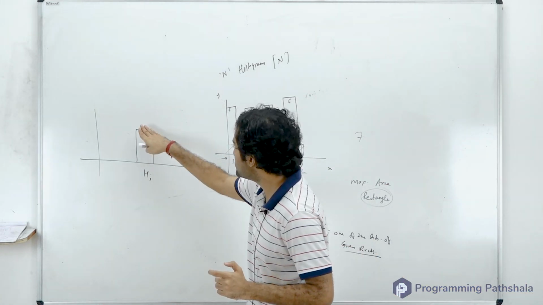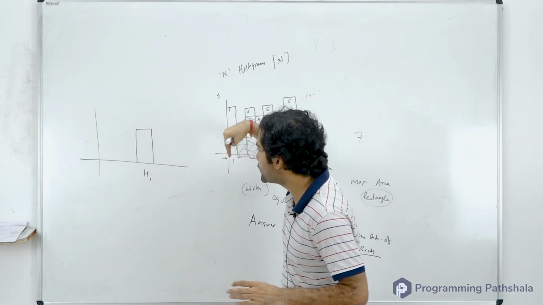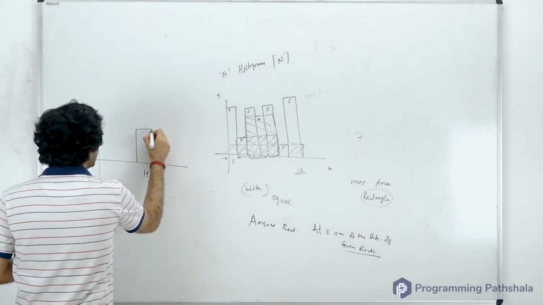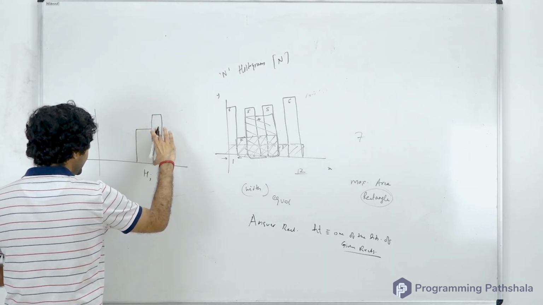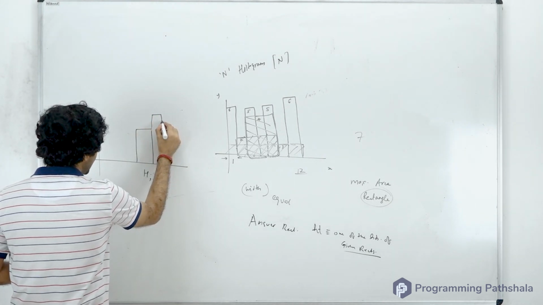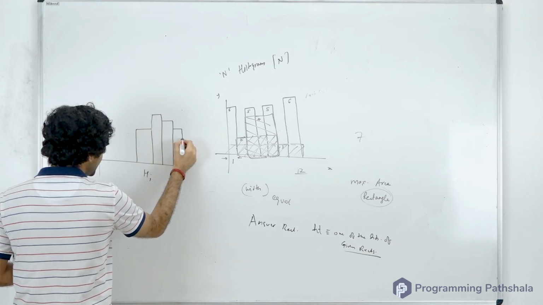So let's say you consider this much of height. How far can you go on the right side? Let's say something like this came. This can be covered here, so you would want to go ahead. Again, this can be covered here, you can go ahead. Now let's say something of a similar height also came, so you can go ahead.